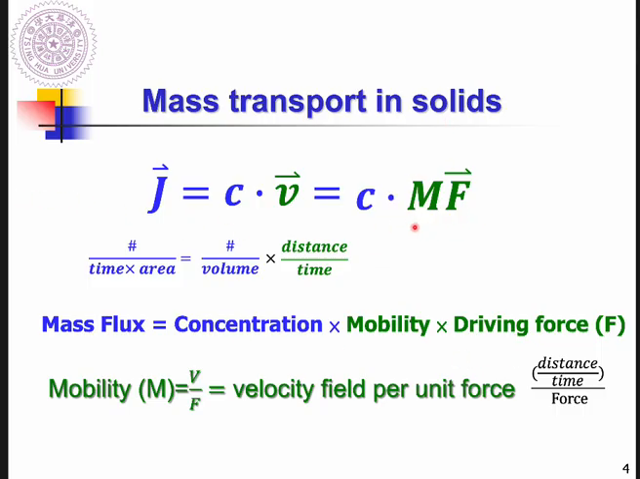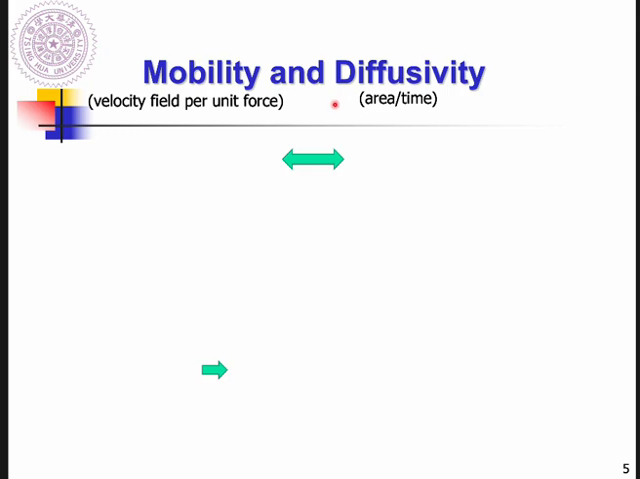So we got here, right? The next question is the one I just asked you: what's the relationship between the mobility and diffusivity? Mobility is the velocity per unit force, and the unit of diffusivity is area divided by time. You can use either mobility or diffusivity to describe how fast the atoms move inside your materials. But what's the relationship between them?